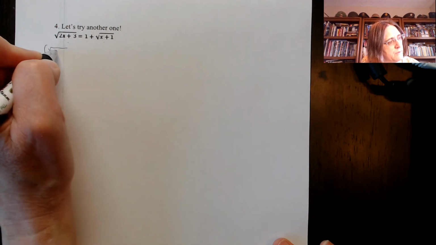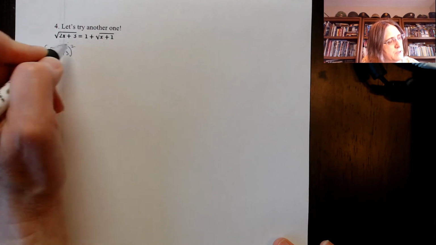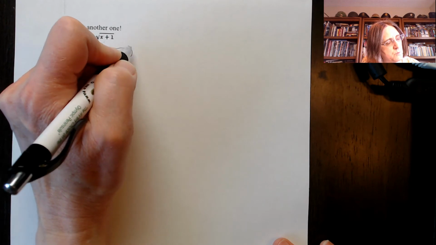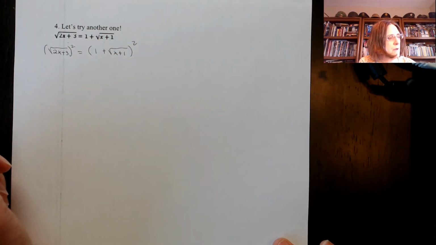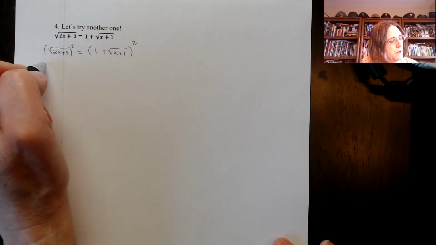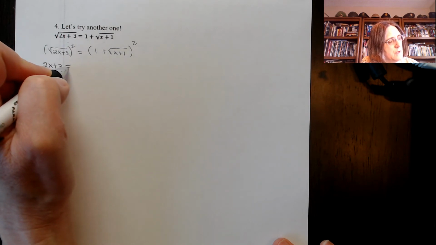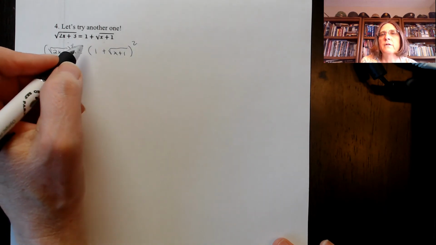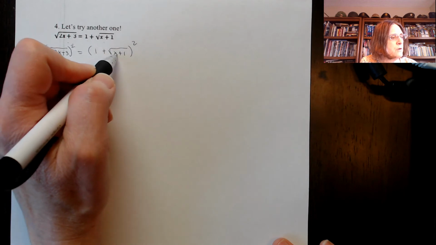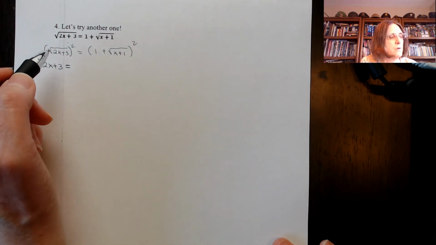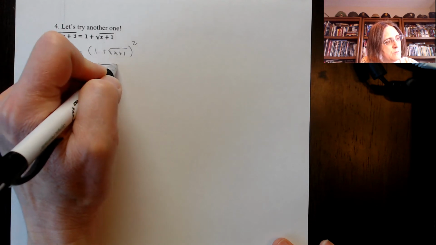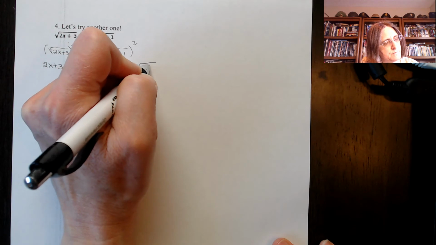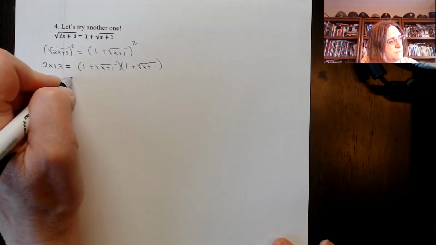So we have the square root of 2x plus 3, quantity squared, equals the binomial 1 plus root x plus 1, quantity squared. On the left side, the square undoes the square root, so we have 2x plus 3. On the right side, we're going to have to multiply it out using FOIL, or if you know the pattern of special product of binomials, a binomial squared, we could use that rule. But let's go ahead and just write out both binomials and go through FOIL.